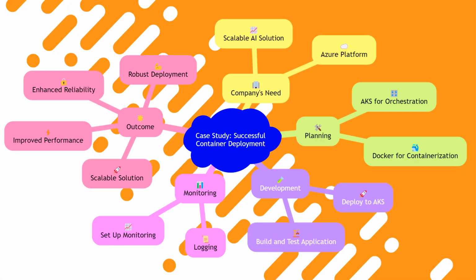To illustrate the concepts discussed, let's examine a case study of a successful container deployment. A company needed to deploy a scalable AI solution on Azure. They started by planning their deployment, choosing Docker for containerization and AKS for orchestration. They built and tested their application, deployed it to AKS, and set up monitoring and logging. By following best practices and addressing challenges, they achieved a robust and scalable deployment, significantly improving their application's performance and reliability.